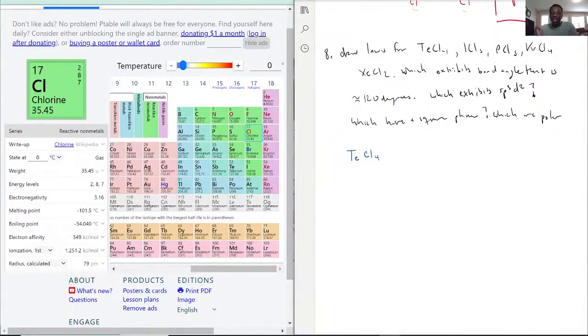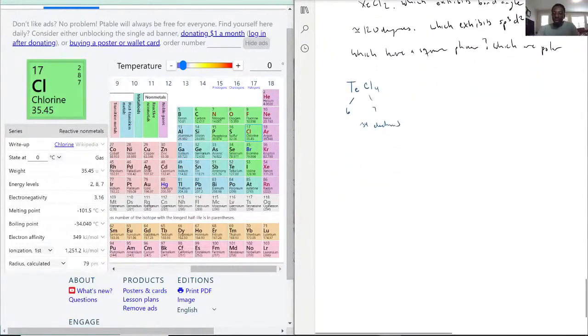So it's the 16th column for tellurium, so it provides 6 electrons. Chlorine's on the 17th column, so it has 7 electrons. There's 4 of chlorine, so it's going to be 7 times 4, and then plus that 6, we need to account for 34 electrons. So let's start out by drawing it. Tellurium is in the middle. Give yourself enough space. The chlorine is going to be on each end. And tellurium, just letting you know right now, is going to be one of those that breaks the octet rule.